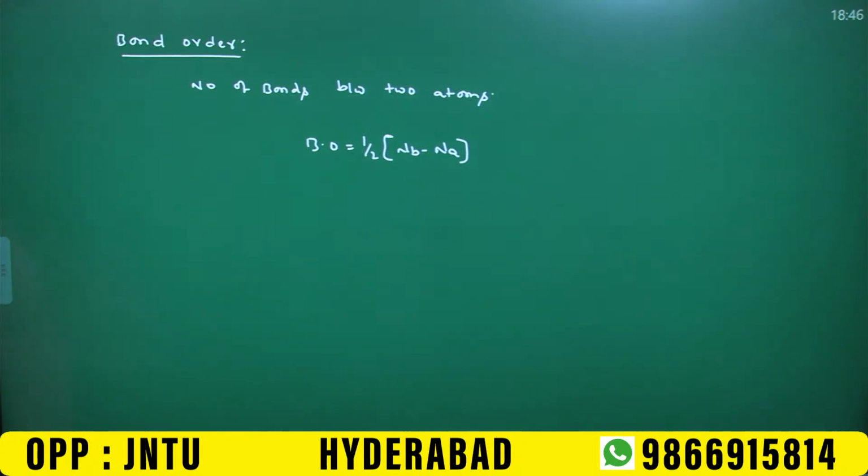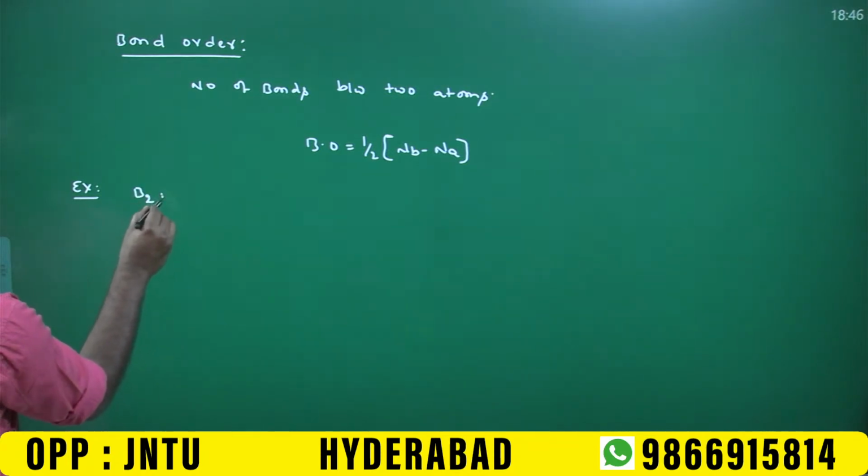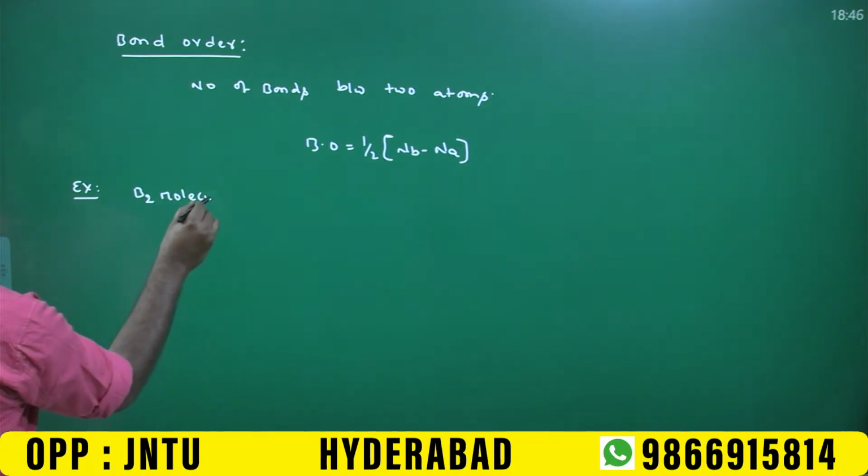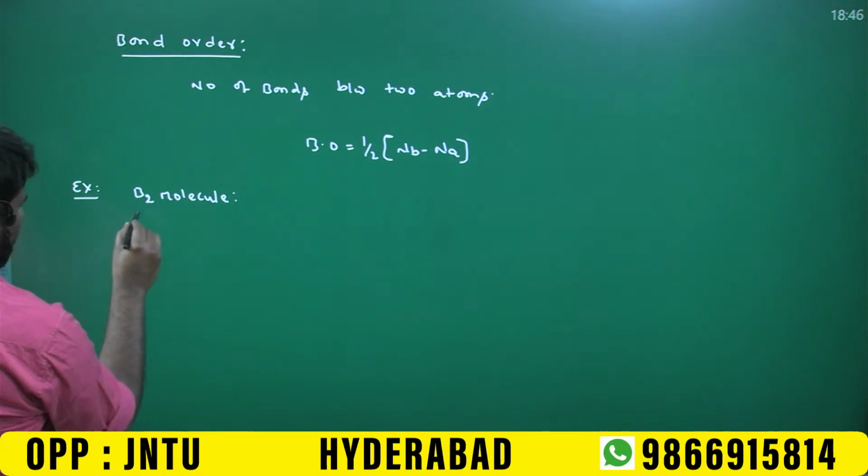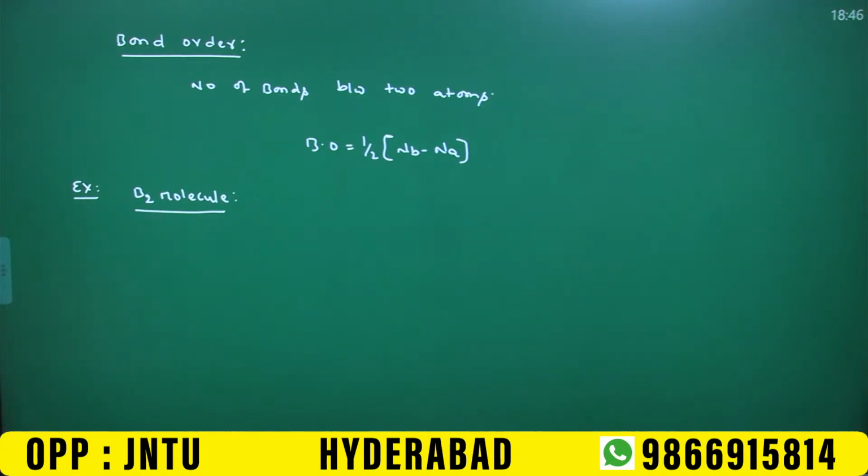For example, I have the B2 molecule. I am not writing the molecular orbital diagram, we are just explaining with the help of electronic configuration. What is the atomic number of boron? 5. For 2 boron atoms, 10.